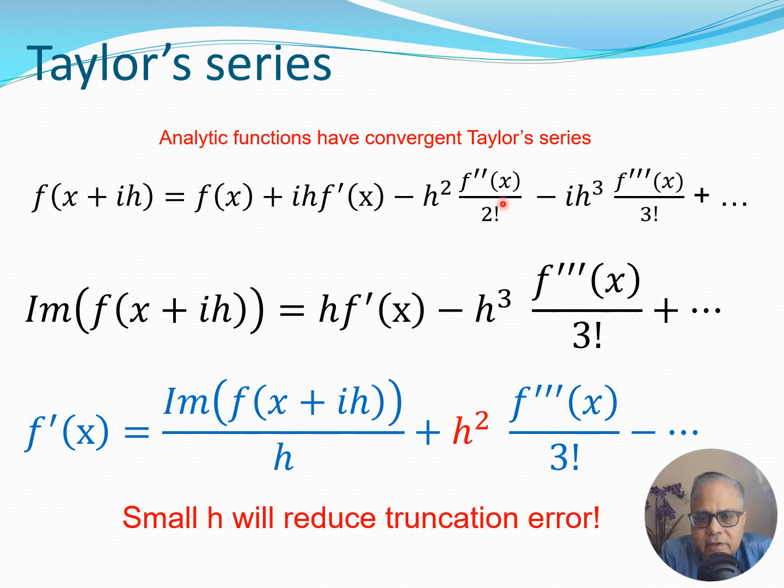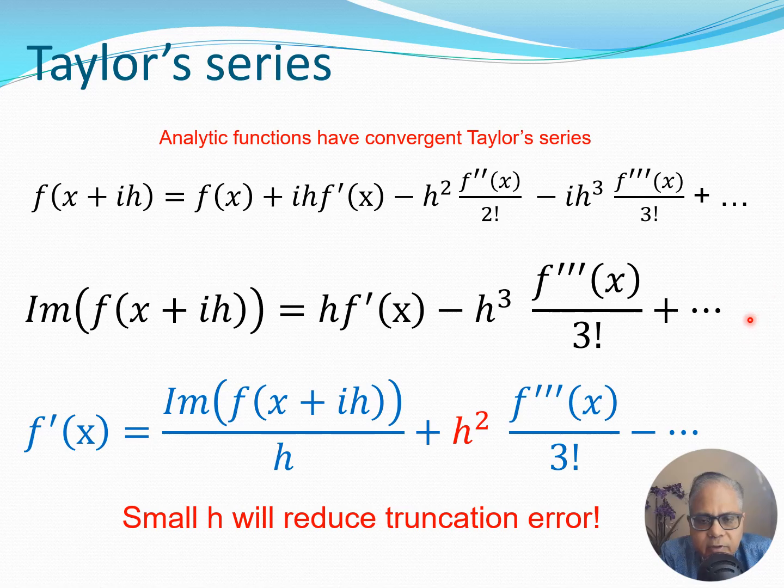Now the next thing we do is that from this equation we take only the imaginary part. So I write Im f(x + ih), and that would simply become this part here, that is h f'(x). I would have this part here, so that would give me h³ f'''(x)/3!, and many more terms may be out there.